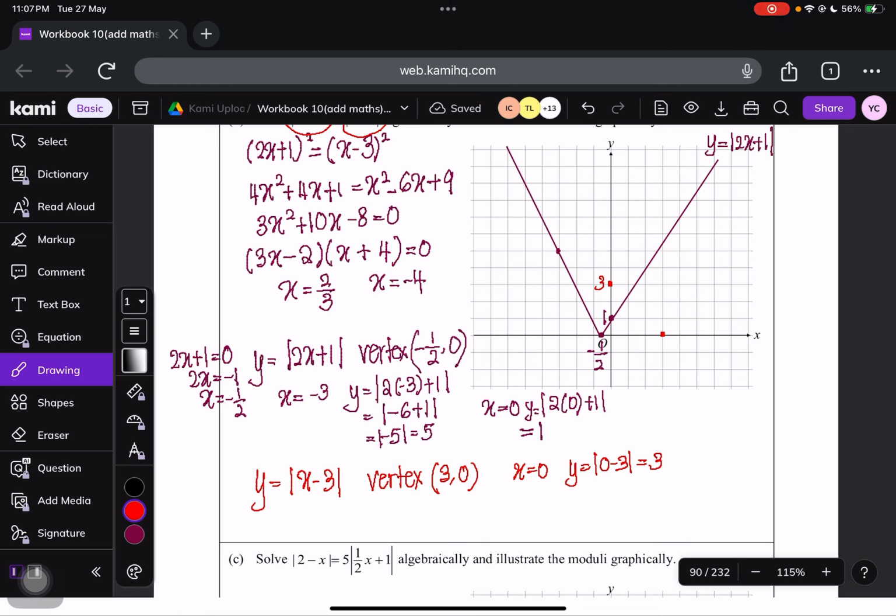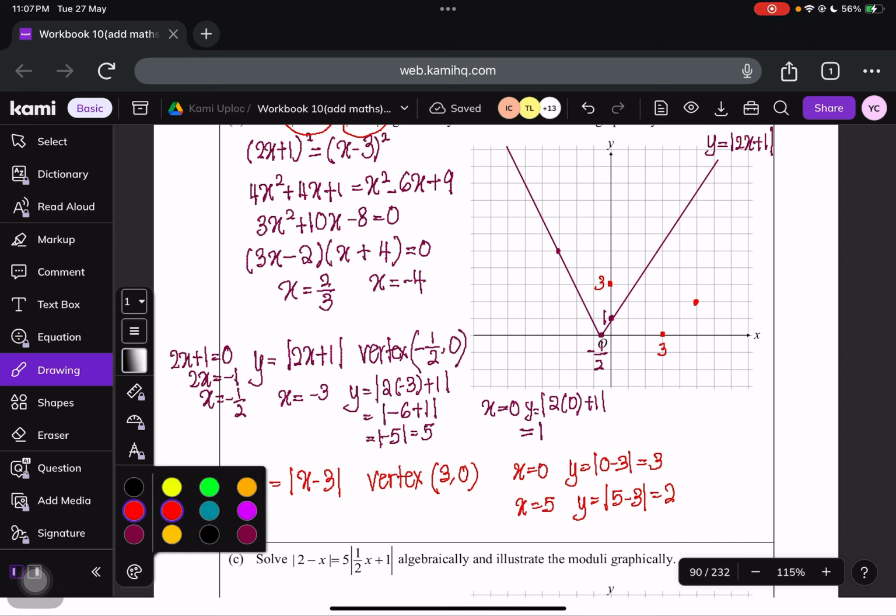And I will choose one point on the right side. Since this is 3, I'll choose one number, maybe I choose 5, up to you. So when x equals 5, y equals modulus 5 minus 3, you get 2. So 5, 2 is here. Then you will just take a ruler and join them together.